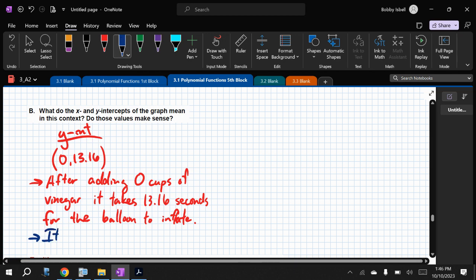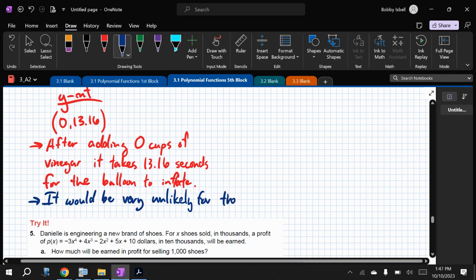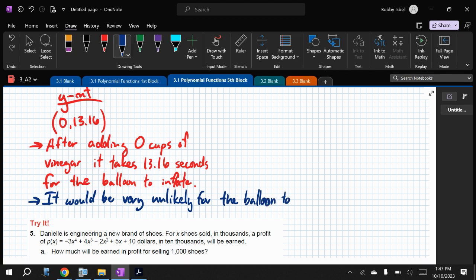It would be very unlikely for the balloon to inflate with no reaction. That's our making sense of that problem. Okay, so that's the y-intercept.